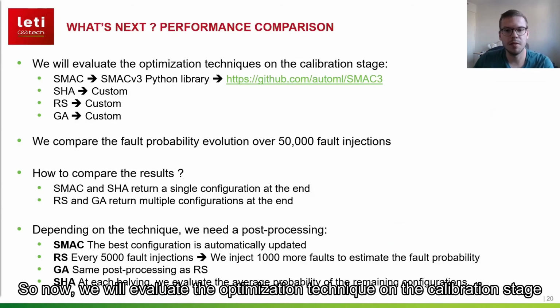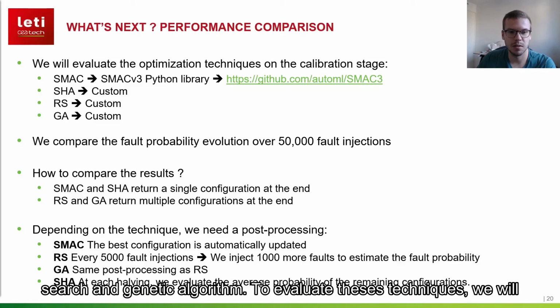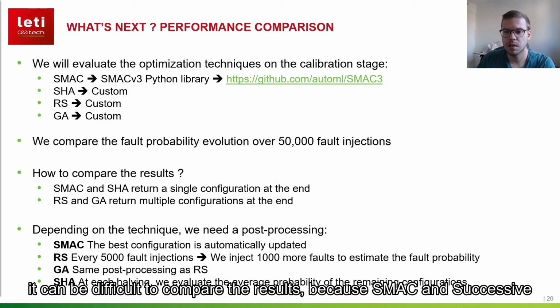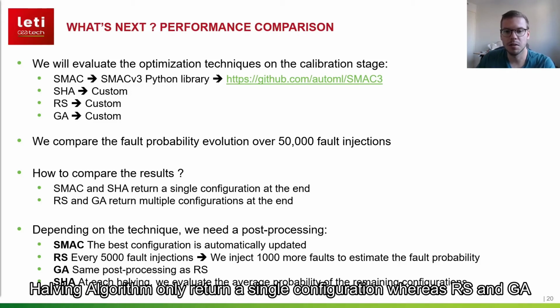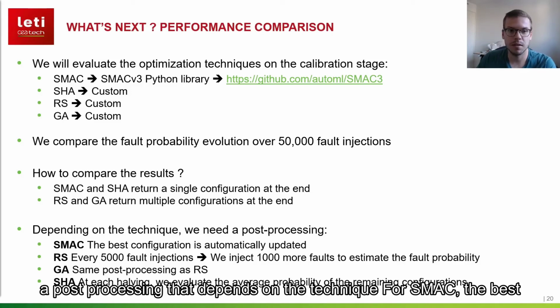So now we will evaluate the optimization technique on the calibration stage of our approach. We will evaluate SMAC, successive halving algorithm, random search, and genetic algorithm. To evaluate these techniques, we will compare the fault probability evolution over 50,000 fault injections. However, it can be difficult to compare the results because SMAC and successive halving algorithm only return a single configuration, whereas random search and genetic algorithm return multiple configurations at the end. So to solve this problem, we need a post-processing that depends on the technique.